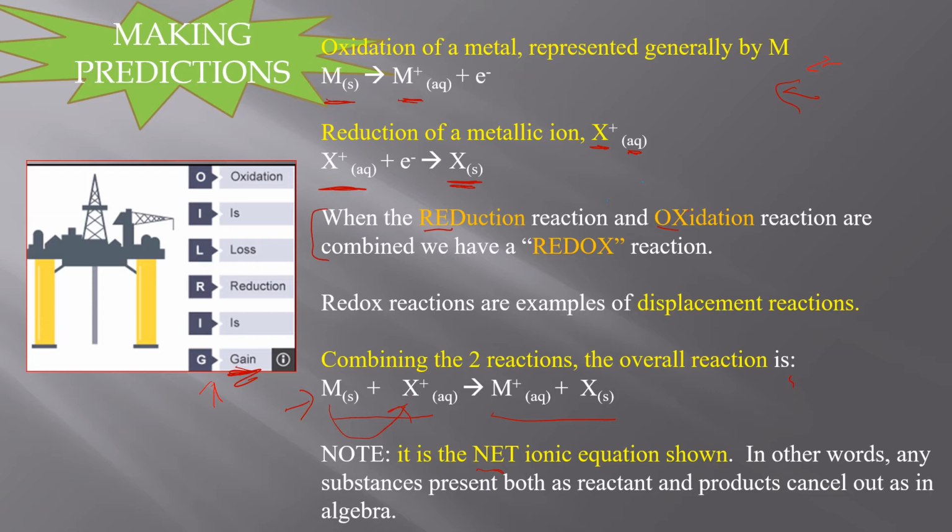In other words, any substance present both as reactants and products cancels out. It's kind of like algebra. The electron is almost cancelled out in this process because it just swaps from one atom to another, from the M to the X, and hence we don't need to show it in the equation. Notice how we did show the solids and the aqueous metals there.